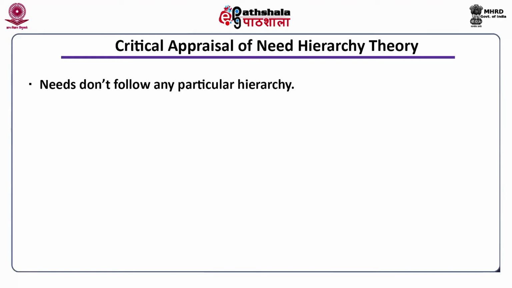Another limitation of this theory is its belief that only one need is satisfied at one point of time, whereas in the actual scenario needs may be overlapping. At any given point of time, one may be striving to satisfy more than one need. Employees in any organization work to satisfy their physiological and safety needs at the same time. Simultaneously, they may be forming informal groups to satisfy social needs.